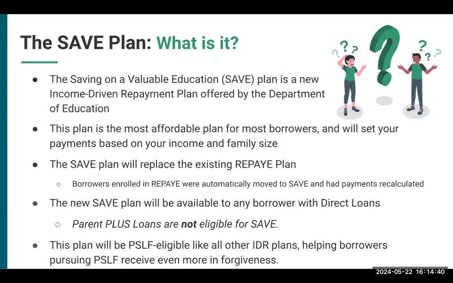The Save Plan did replace Repay. So if any of you are familiar with the income-driven plans, Repay was the old plan available. Save has now taken its place, and anyone who was on Repay was moved over to Save. The Save plan, with all of its benefits, is available to anyone with direct loans. So as long as you have direct loans, you can enroll. If you have non-direct loans like FFELP loans, you can consolidate to become eligible as well.